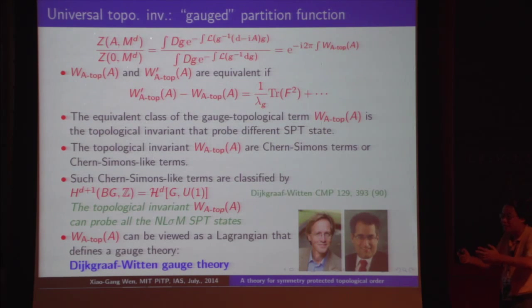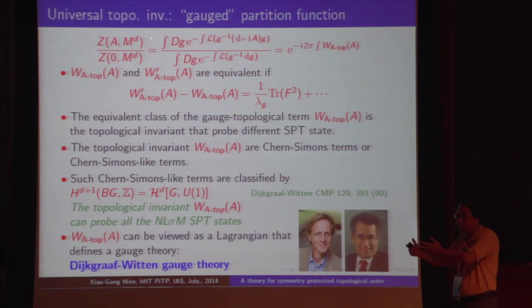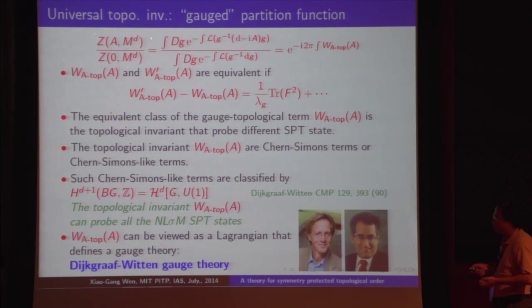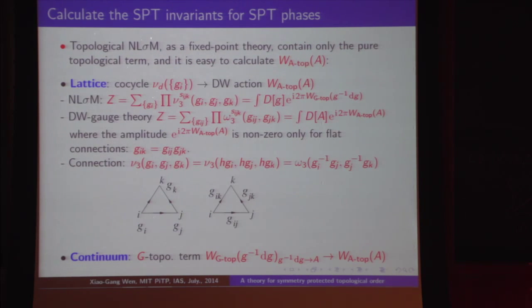So if you view A as a fluctuating gauge field, then this term actually defines a gauge theory. And this gauge theory is nothing but this Dijkgraaf-Witten gauge theory. So that's the connection between the SPT state and this Dijkgraaf-Witten theory. So when you gauge the global symmetry, you get the probe field, you get an SPT invariant. But the SPT invariant actually is an action for the gauge field. And if you think of this gauge field as dynamical, then this action for the SPT invariant gauge field happens to describe this Dijkgraaf-Witten theory. And this connection actually is more precise on the lattice for discrete group.